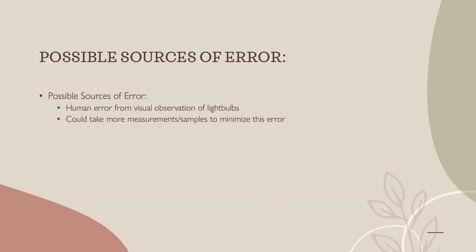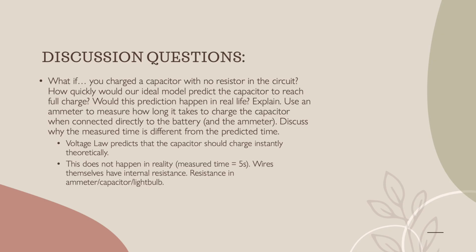Some possible sources of error in this lab are just human error from visual observation of the light bulbs. So it was kind of hard to measure the exact moment on the stopwatch, like when the light bulb would turn on and turn off. So we could take more measurements or samples to minimize this error, since we didn't have that many samples of the light bulbs in our calculations.